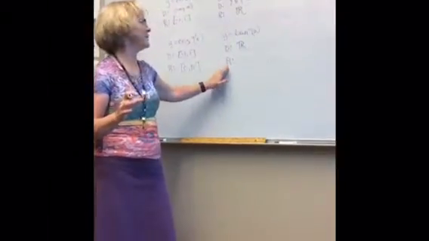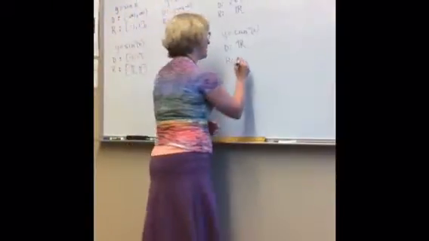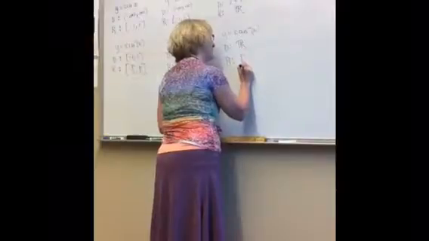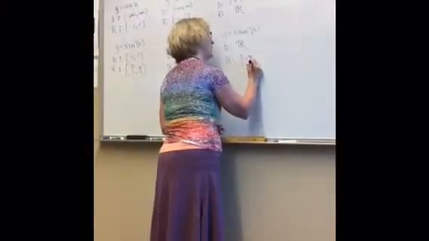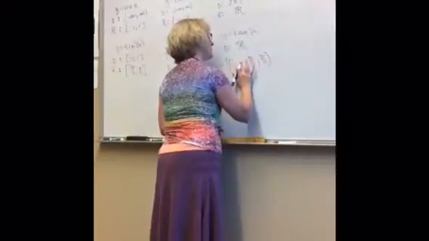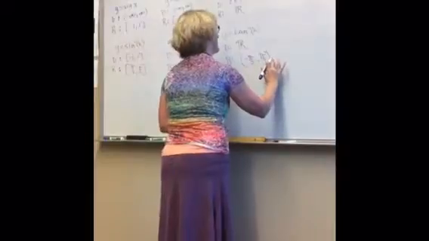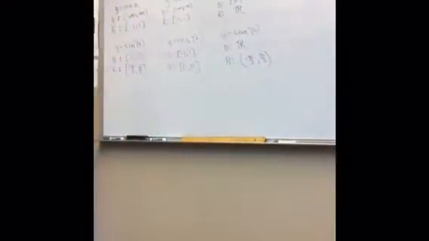Miss Gilmore, what would the range be on this one? Negative pi over 2 to pi over 2. Now, tell me if I'm writing this right. No, it's not included. There's an asymptote, and nothing happens there. It's all wonky and crazy.